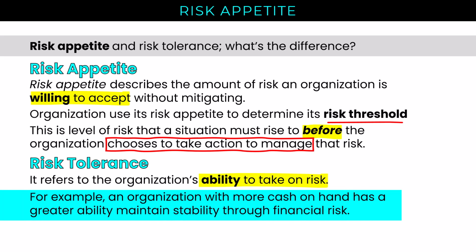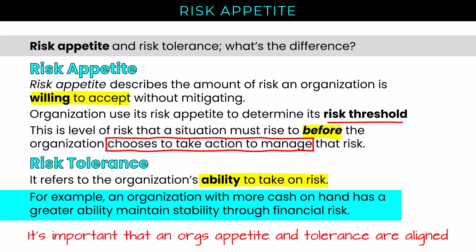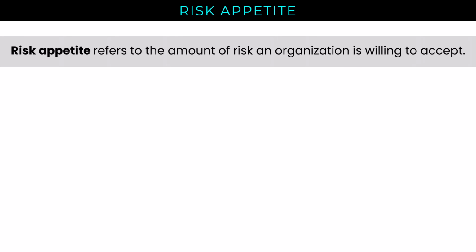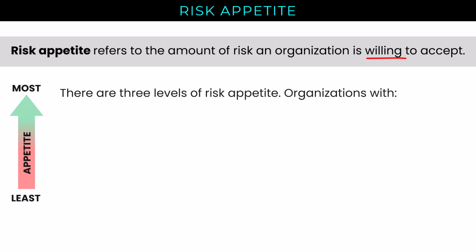So, for example, an organization with more cash on hand has a greater ability to maintain stability through financial risk. It's important that an organization's appetite and tolerance are aligned, that the organization's willingness to accept risk is well matched to their ability to manage that risk, to weather that storm. So the syllabus mentions levels when it comes to risk appetite. So again, just to restate, risk appetite refers to the amount of risk an organization is willing to accept. And there are 3 levels of risk appetite.